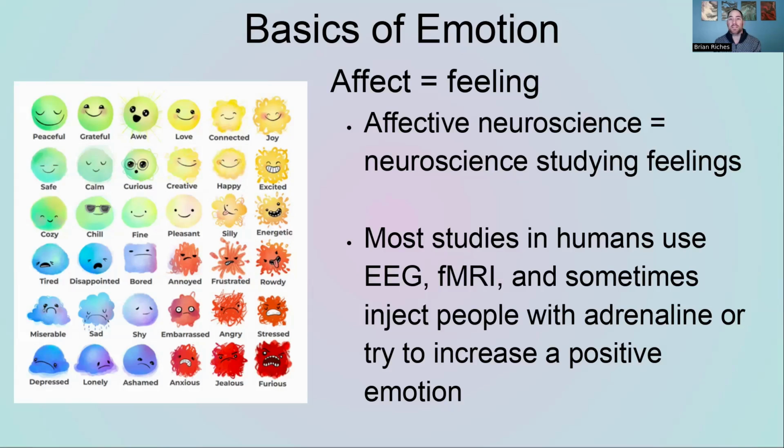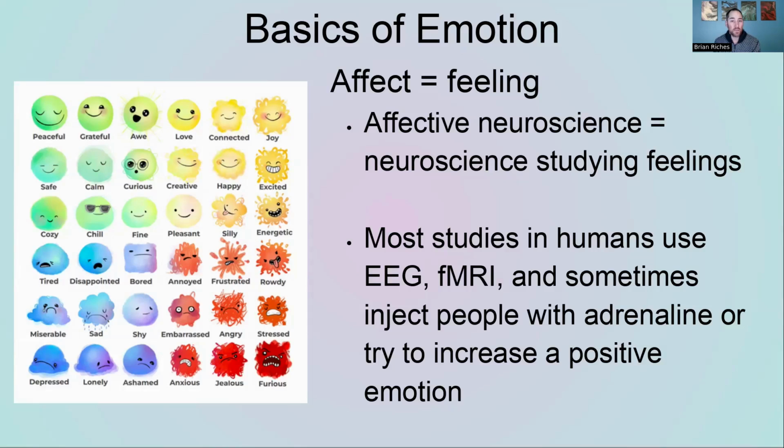So, affect essentially means feeling. And with English, sometimes you'll see affect and effect used incorrectly or interchangeably. But when we're talking about psychology, affect is a feeling. So, affective neuroscience is neuroscience of feelings. We're studying all these feelings on this chart.